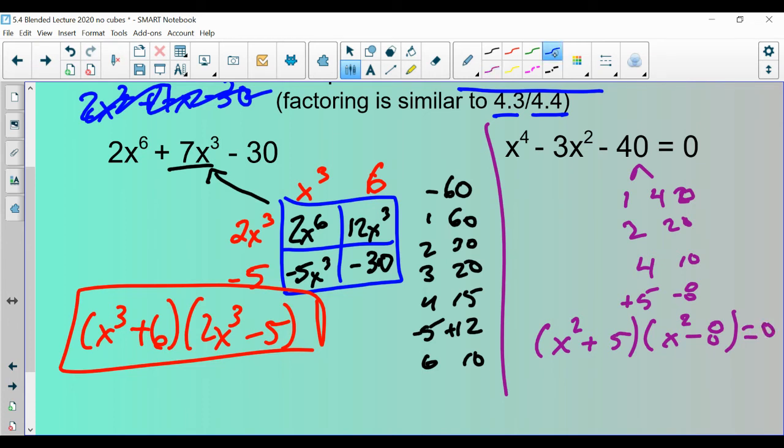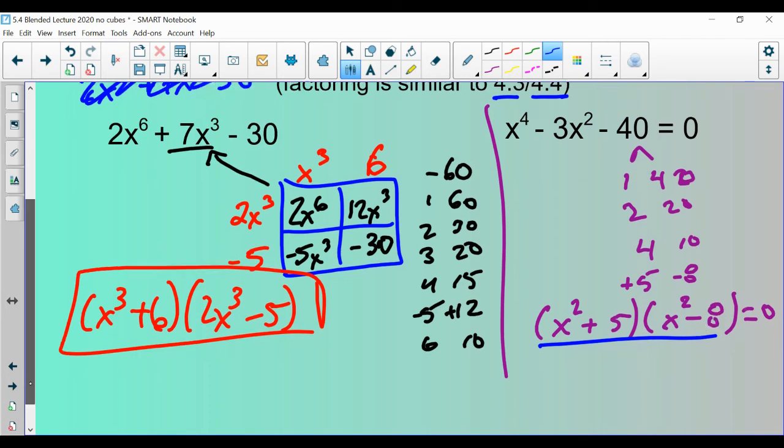If you were curious to see how this works, go ahead and FOIL this. You should get right back to where you start. We can actually do that real quick. X squared times x squared is x to the fourth. That worked. Outside times outside gives you minus 8x squared, and inside times inside gives you plus 5x squared. Combine them, negative 3x squared, and then 5 times negative 8 is negative 40.